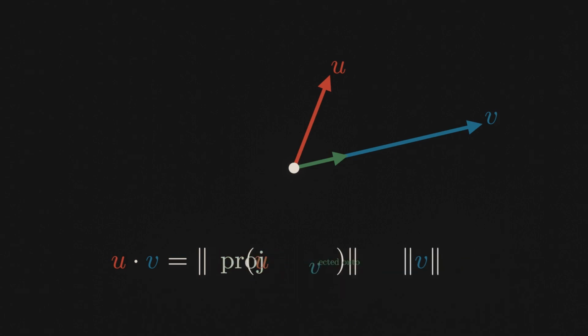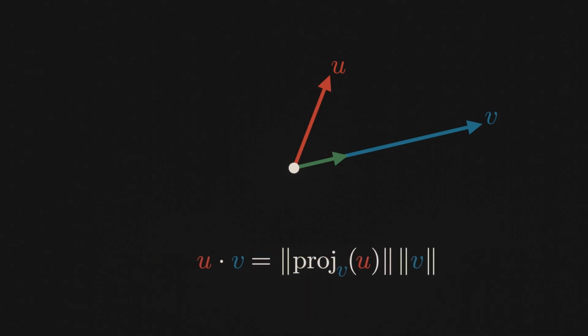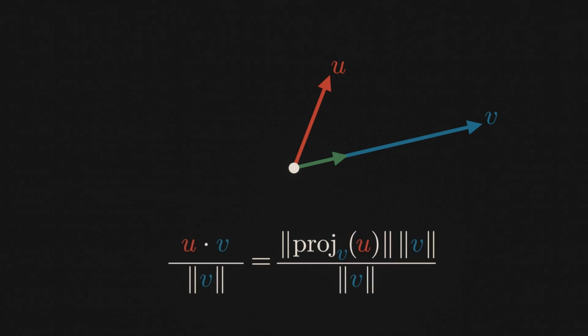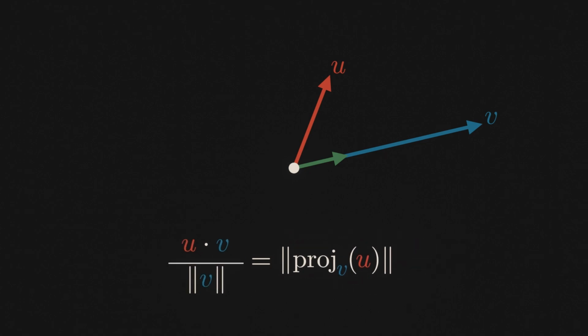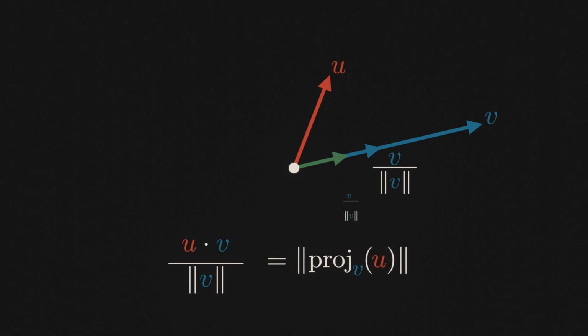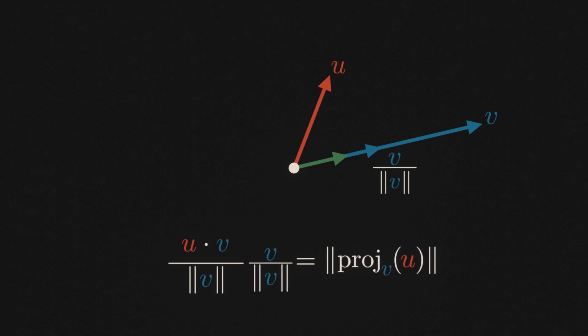This will be written out as proj of u onto v. Here, u will be projected onto v. Since u dot v is equal to the length of u projected onto v times the length of v, dividing by the length of v on both sides will give us just the length of u being projected onto v. Now, we need a vector of this length which goes in the direction of v. We can normalize v, which means we will divide it by its length. Now, we can use this to get our desired vector.